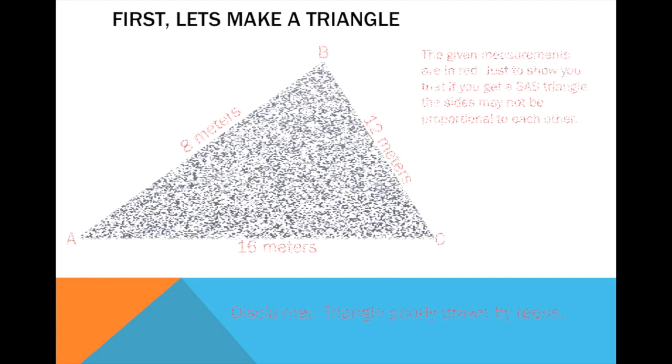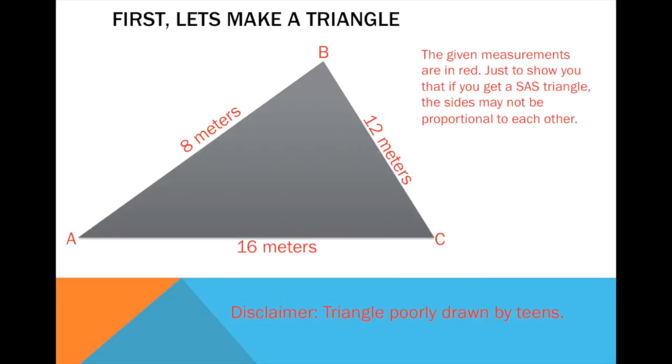First, let's make a triangle. The given measurements are in red, just to show you that if you get a side-angle-side triangle or a side-side-side triangle, the sides may not be proportional to each other. Disclaimer: triangle poorly drawn by teens.